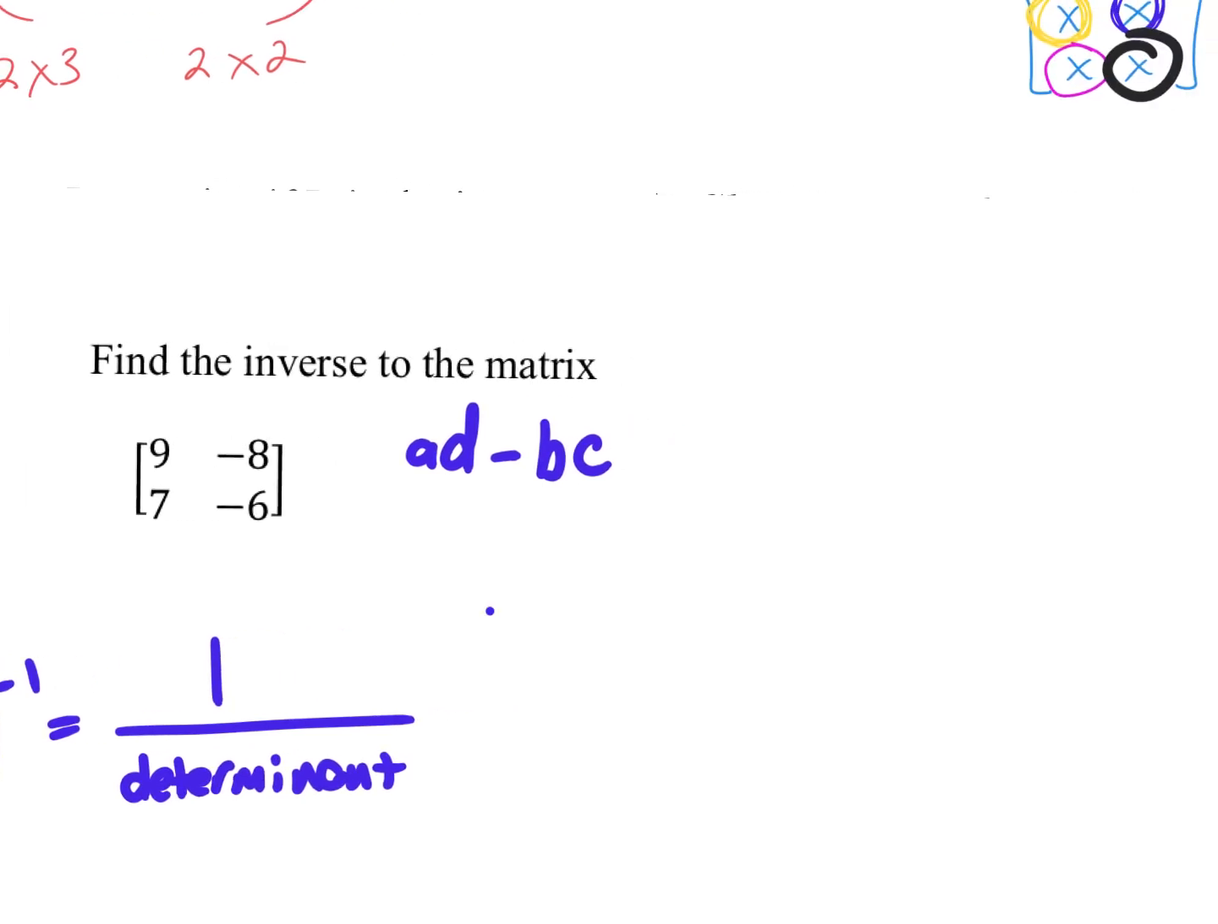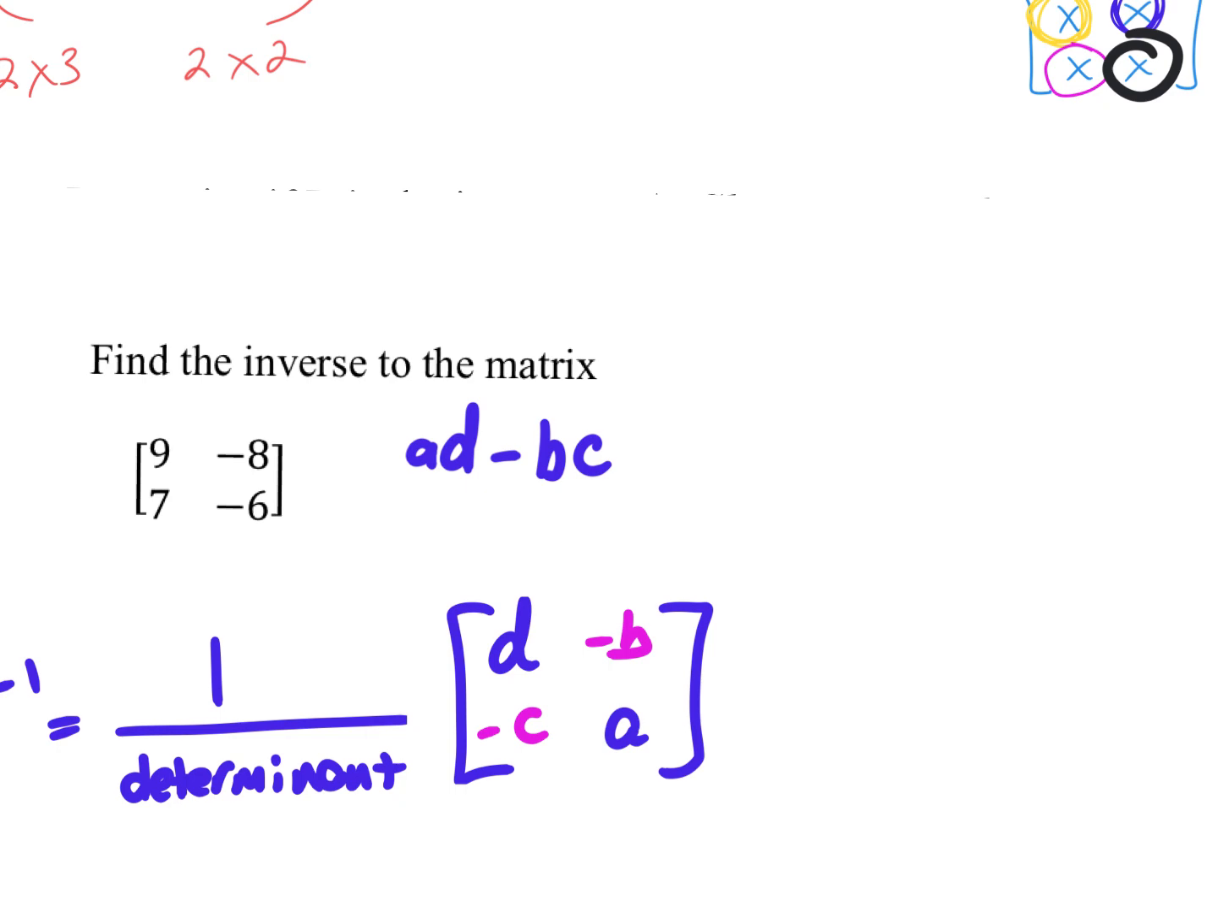Right? And then what happens with our A's, B's, and our C's and D's? A and D do what? They switch spots. And what happens with B and C? Their signs change. So if they are positive, they become negative. If they're negative, they become positive, right?